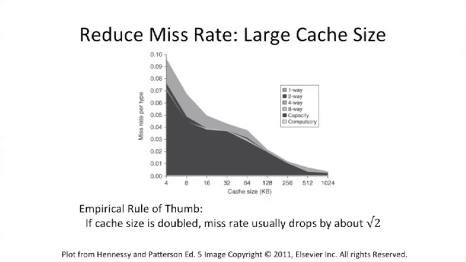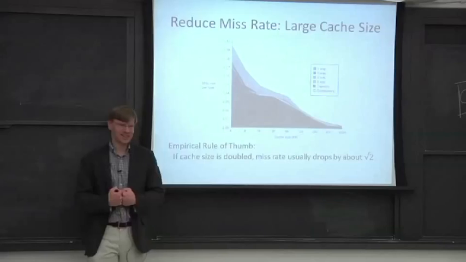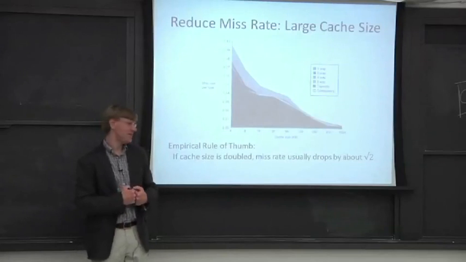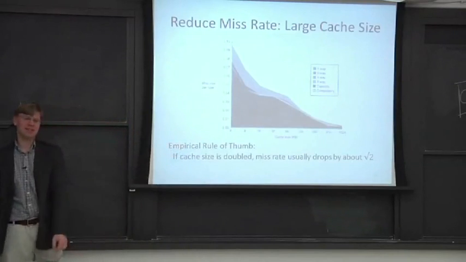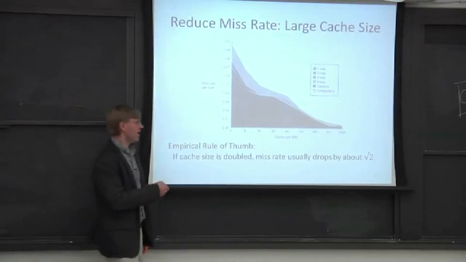And there's one thing I wanted to point out here. This empirical rule of thumb: if you double your cache size, your miss rate usually drops by √2. Sometimes people call this the square root rule. How do we derive this? Well, sorry to break it to you guys, as it says here, it is an empirical rule of thumb. It is just a rule of thumb.